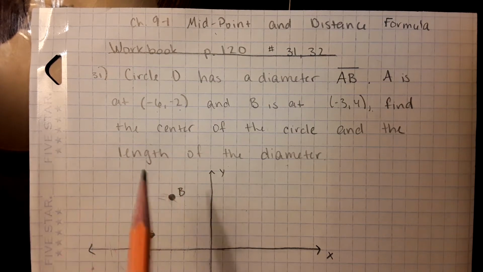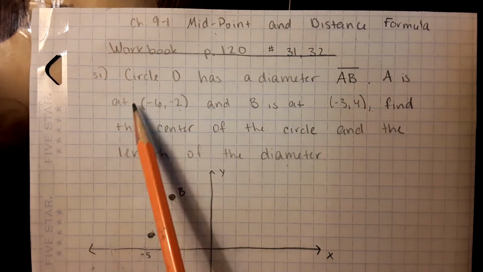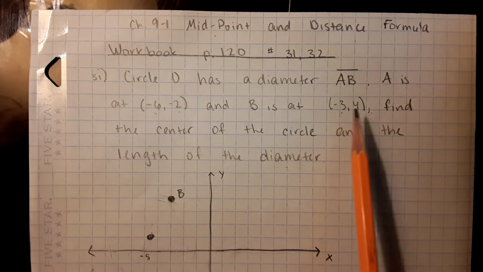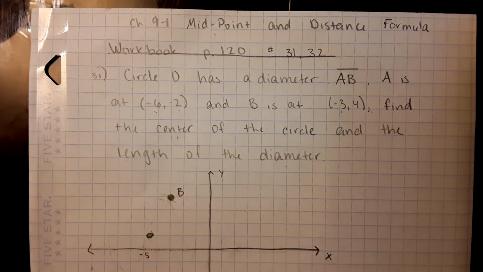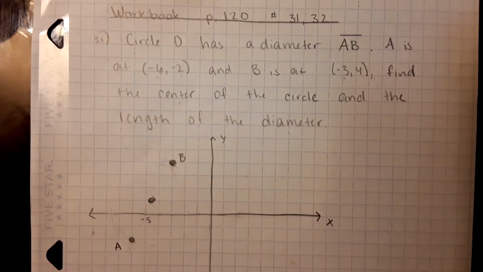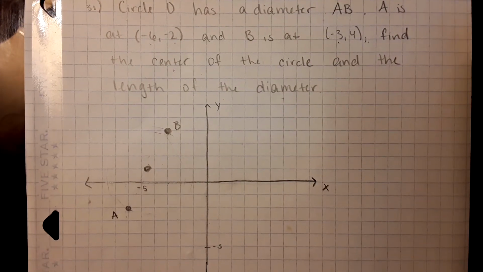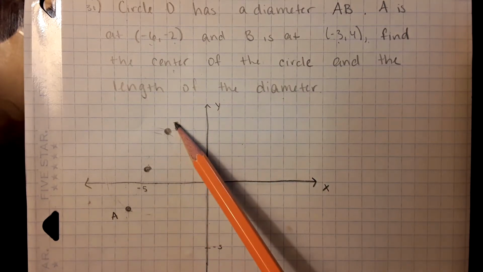So, okay, number 31. Circle O has a diameter AB. A is at -6, -2. B is at -3, 4. Find the center of the circle and the length of the diameter. Nothing here says to graph, but it is nice to have a visual of what it would look like on a graph. So I went ahead and graphed A and B.